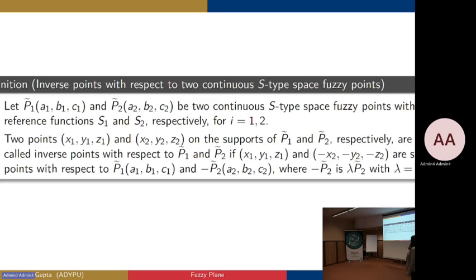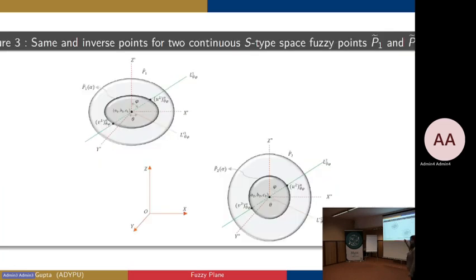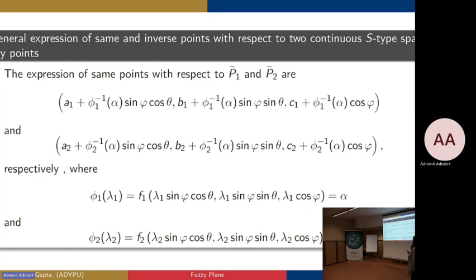and the points along the opposite directions are called the inverse points. So this is the geometrical visualization where P1 and P2 are two space fuzzy points, and you can see that U1 and U2 are the same points and U1 and V2 are the inverse points. So these are the geometrical interpretations of same and inverse points. To describe this mathematically, we have given a general expression so that our computational cost can be reduced with the help of same and inverse points. These are the general expressions of same and inverse points.